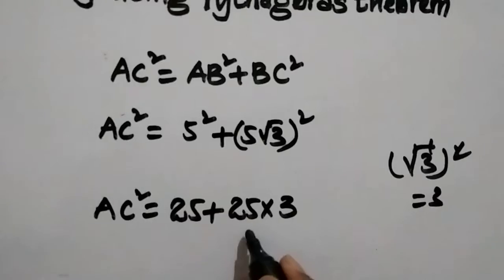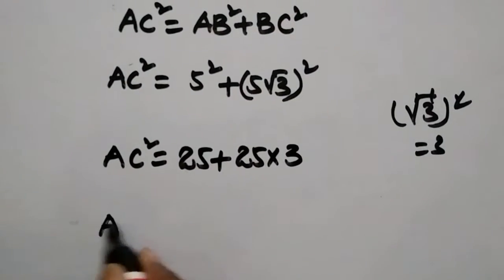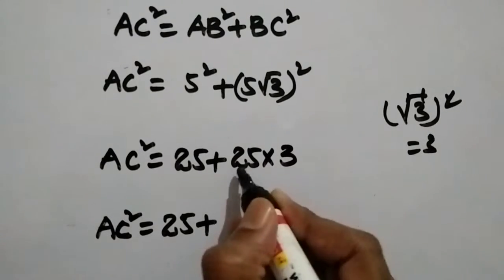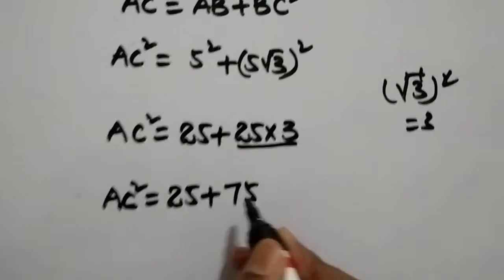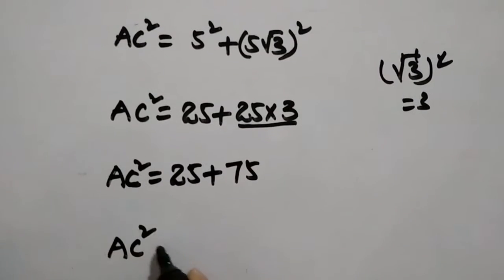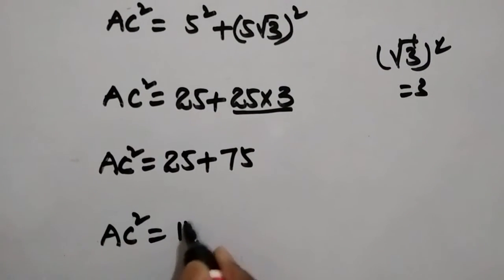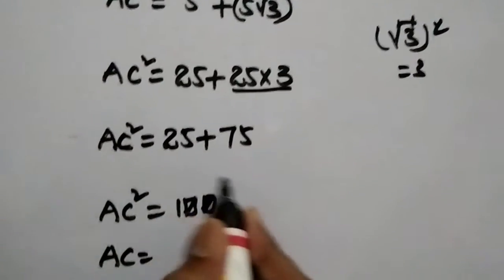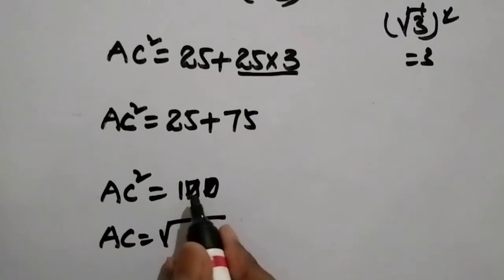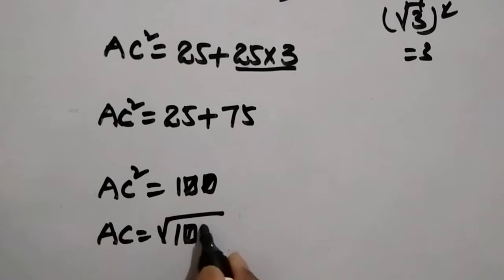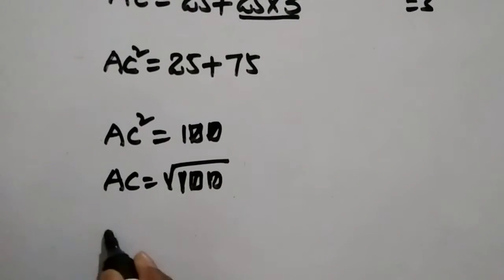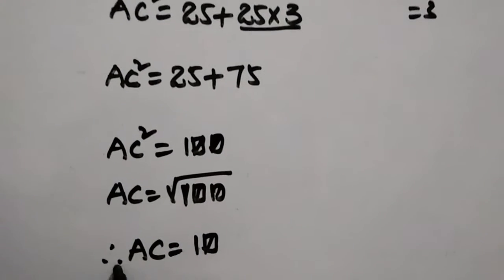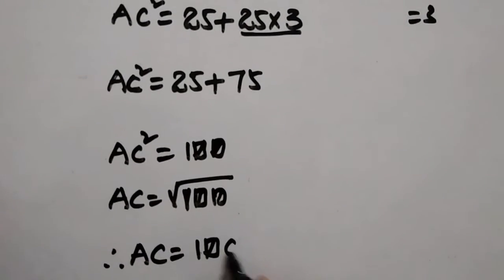Okay, 5 into 5 is 25, 25 into 3 is 75. Therefore, AC square is equal to 25 plus 75, which is equal to 100. Now AC is equal to, transposing the square to the RHS, it becomes a square root. Therefore, square root of 100. AC is equal to square root of 100, which is equal to 10. We got the AC value. AC is equal to 10 centimeters.